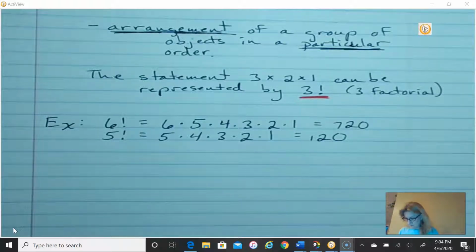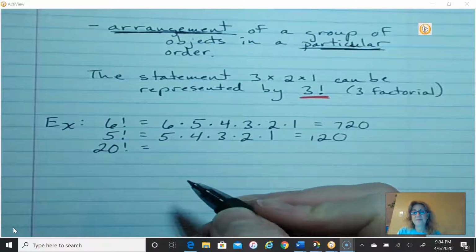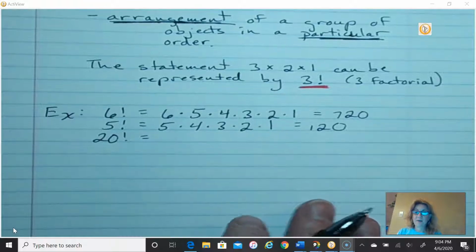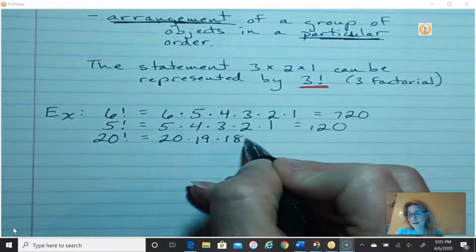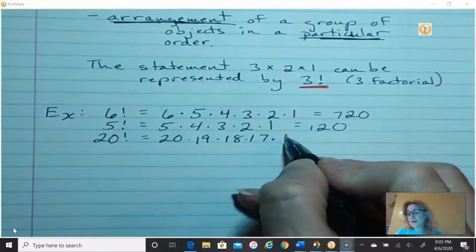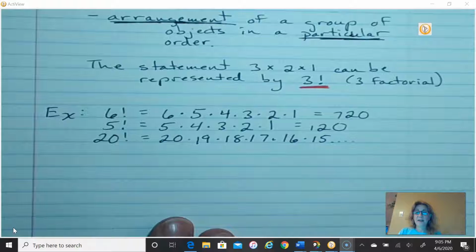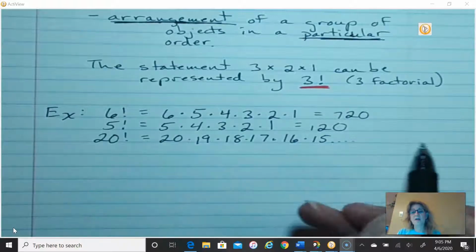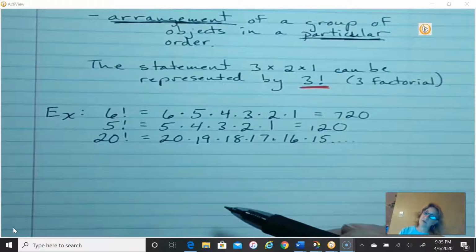Now, what if I had 20 factorial? All right, now watch this. This would be 20 times 19 times 18 times 17 times 16 times 15, etc. Right? Those of you without calculators, you would have to multiply all of this out, okay? But let's be realistic, your phones have it. So I don't see you have a problem with that.